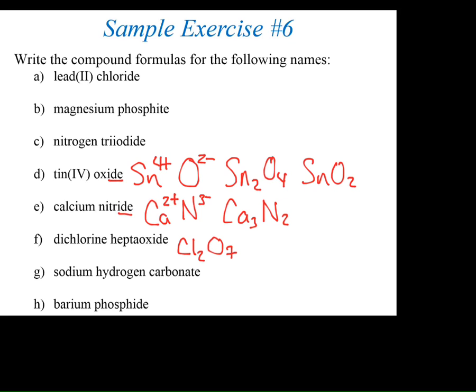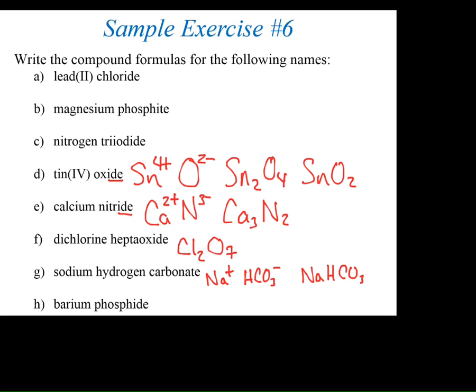Sodium hydrogen carbonate. So sodium's in group 1, so it's 1 plus. Hydrogen carbonate's one of those ones you had to learn. What's hydrogen carbonate? HCO3 negative. So you put those together, just 1 plus, 1 negative, just put them right together. NaHCO3. Okay.